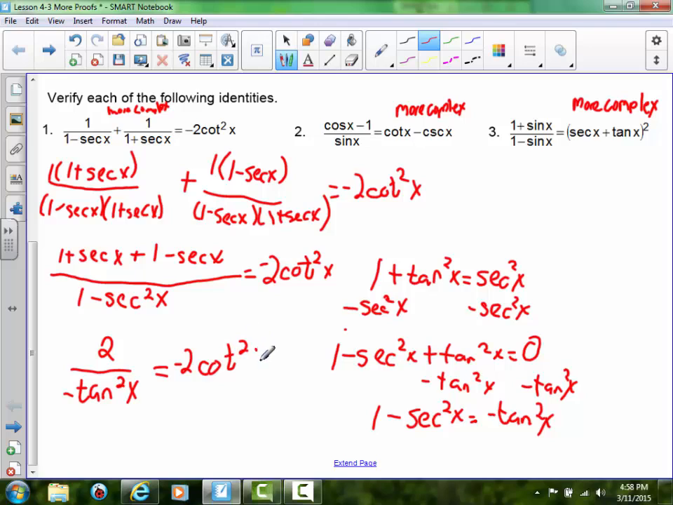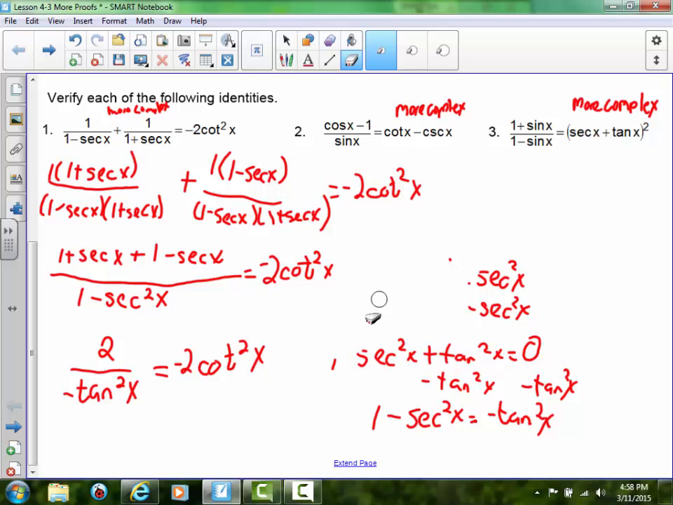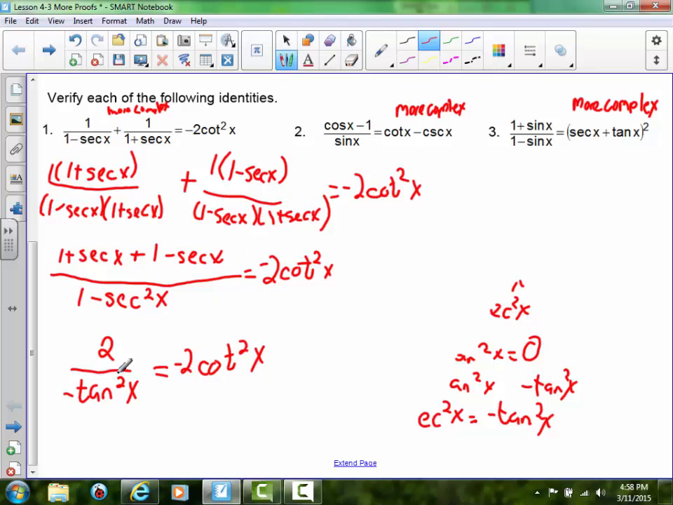So we're still looking: how do we get this to be this? Let me quickly erase this over here so that it doesn't get in my way. All right, so I'm looking at tangent squared x. Well, tangent is related to cotangent in that tangent of x is equal to 1 over cotangent, or cotangent of x is equal to 1 over tangent.